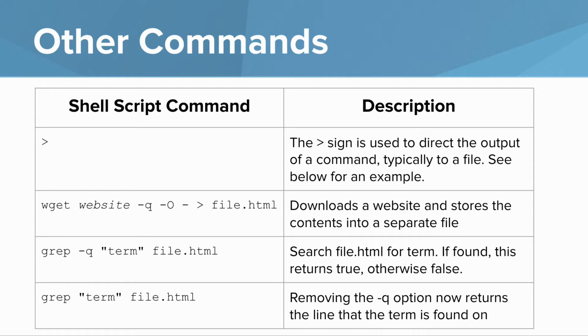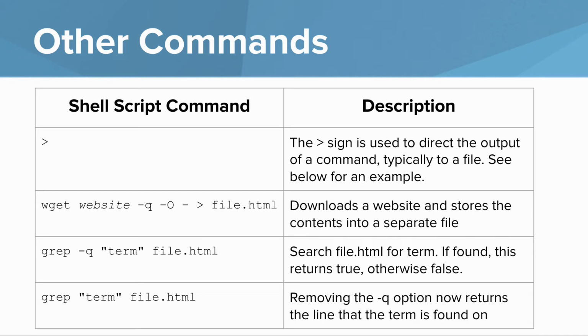So we'll start by looking at the greater than sign, and this is basically like piping output into some different place. So we use greater than, and then we direct the output typically to a file and things like that. You can see an example of this in the next line. We use this wget, which is a way to download a website, and you'll see this in the example. And we use two options, -q and -O, and then we have a dash there as well. And then we have that greater than sign, and so what it's saying is take the contents of the website and put it in a file called file.html.